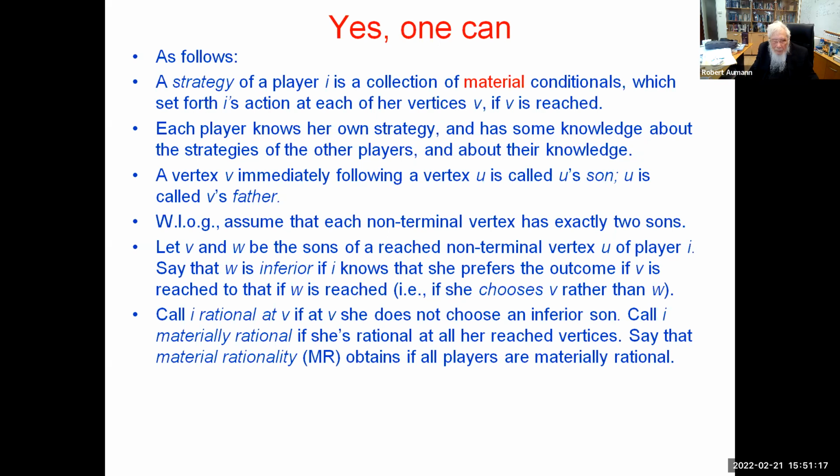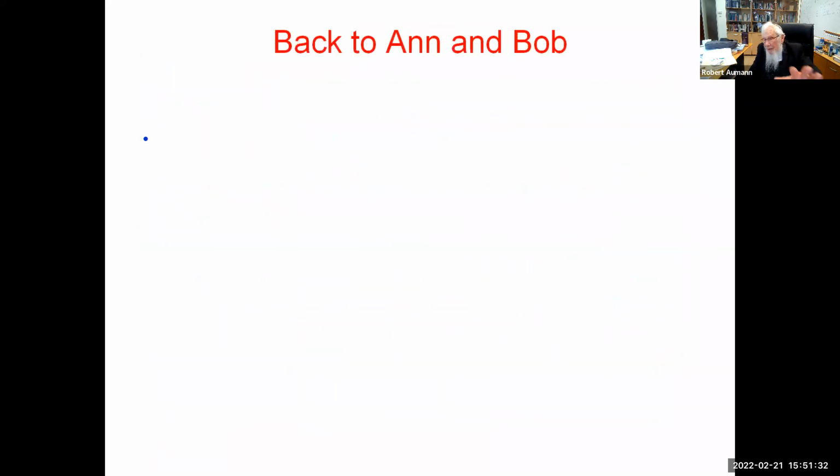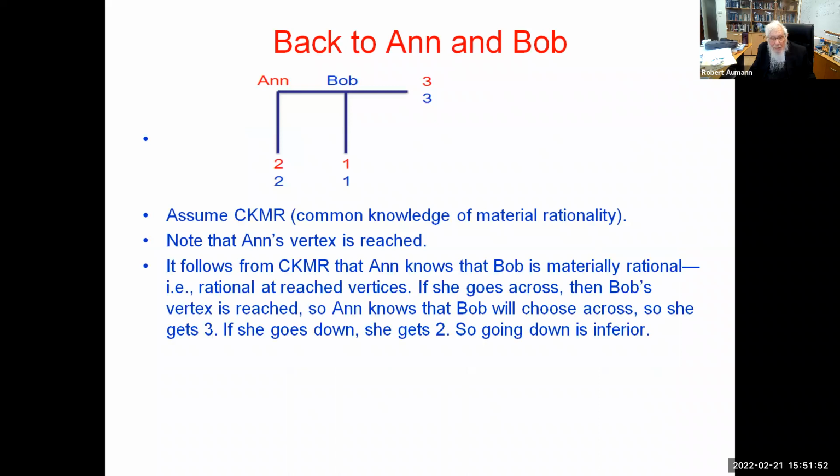All right, so we went through this, and the new theorem, which I'm proposing, it's a proposal really, one might call it a conjecture: if there's common knowledge of material rationality, then the backward induction outcome results. Well, now back to Anne and Bob, not 2 slides, but 1 slide. Okay, here we are with Anne and Bob. Assume common knowledge of material rationality. Note that Anne's vertex is reached because that's the root of the tree. She has the first move.